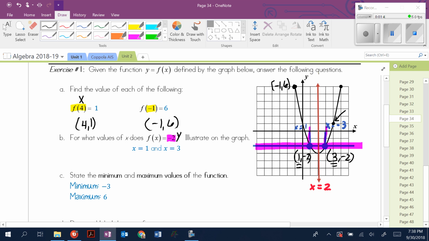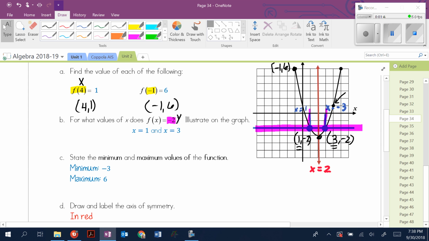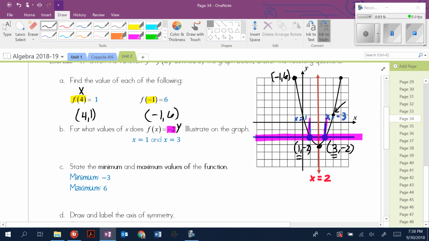And minimum is how low can you go? Negative 3, this guy right here. And maximum is 6, because there are no arrows, so this only goes up to 6.